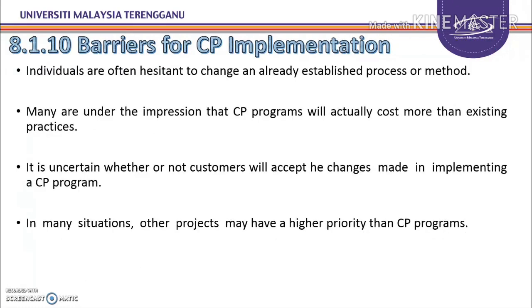In implementing CP, there are also barriers which inhibit the process of CP. The first one, individuals are often hesitant to change an already established process or method. Many are under the impression that CP programs will actually cost more than existing practice. And then it is uncertain whether or not customers will accept the change made in implementing a CP program. And the last one, in many situations, other projects may have higher priority than CP programs.